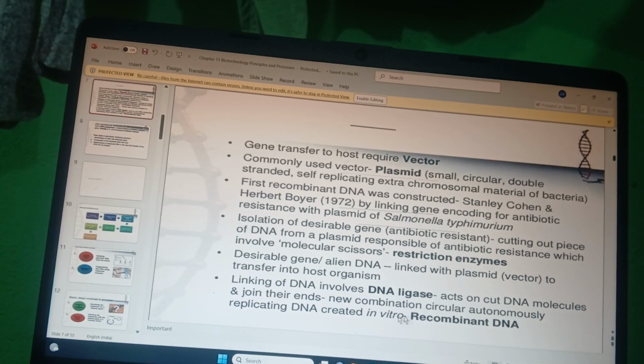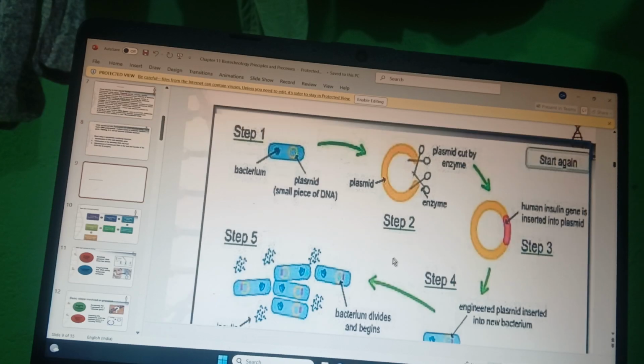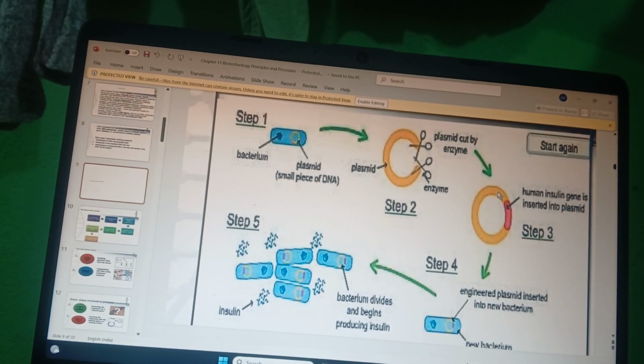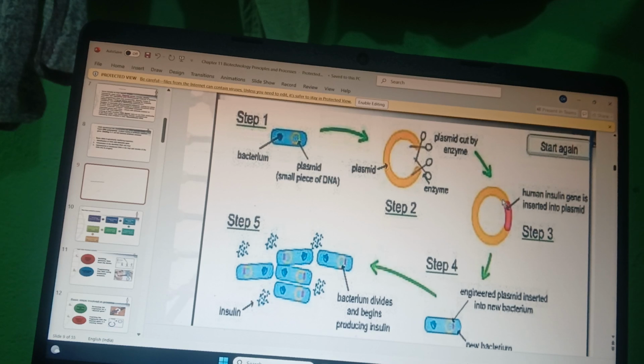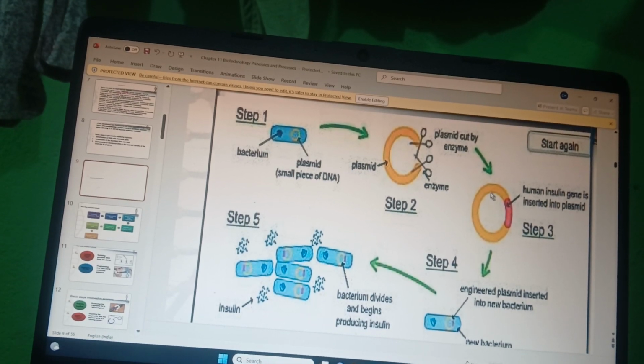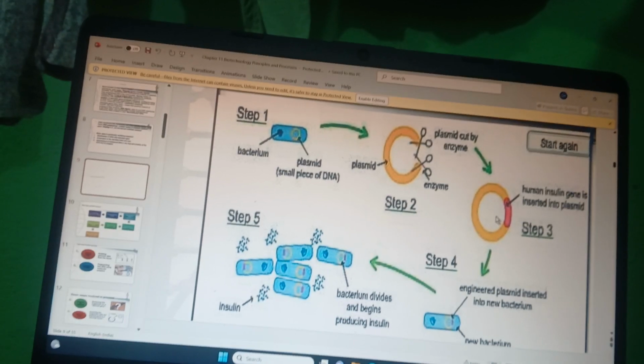Here DNA ligase is known as the molecular glue. We have to join that DNA along with the molecular glue. We have to join this gene of interest in the plasmid. Okay, understood this thing. So this is the basic step. I hope you understood.